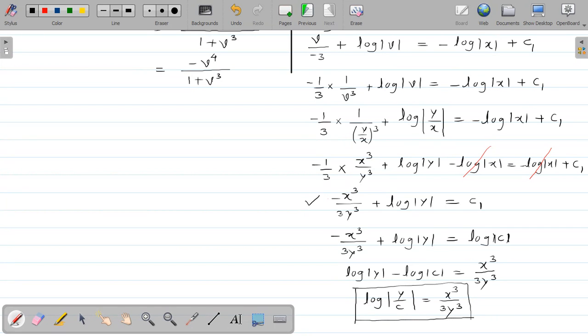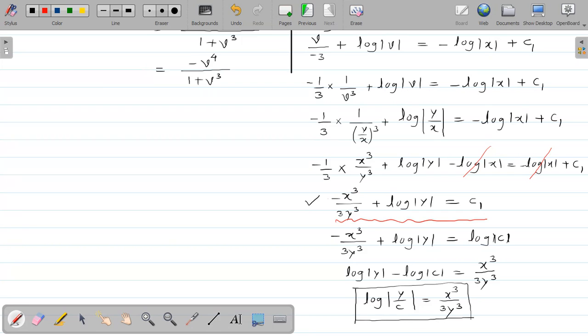But remember, if you don't want to write the constant as log of modulus of c, then it is not necessary. You can keep this as a final answer, no problem. Okay, just to resubstitute the value there and write the solution as the general solution of the given differential equation. If you want to simplify further, then just you choose the constant as log c, otherwise it is not necessary.